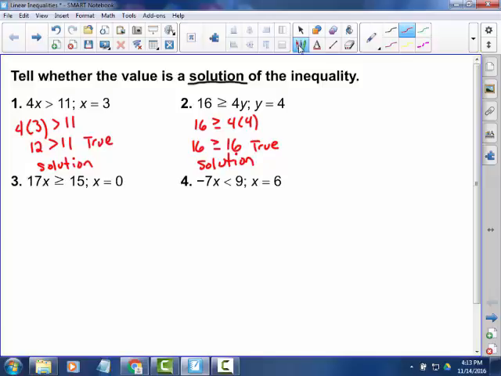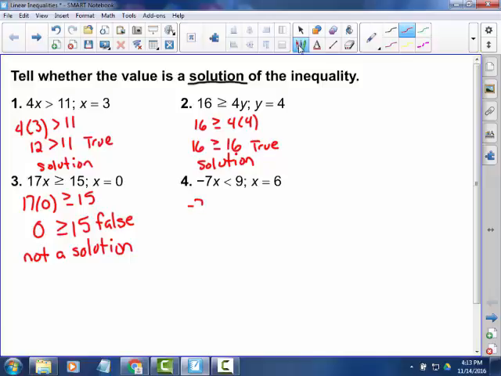X equals 0, so 17 times 0, is it greater than or equal to 15? Let's see, 17 times 0 is 0. 0 is not greater than or equal to 15, so that is false. So not a solution. And then negative 7 times 6, is it less than 9? Well, negative 7 times 6 is negative 42, which would definitely be less than 9. So that is true. So it is a solution.